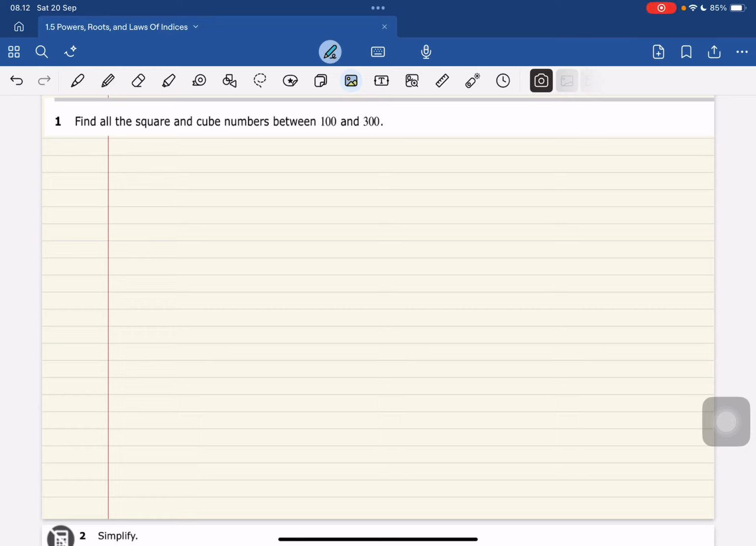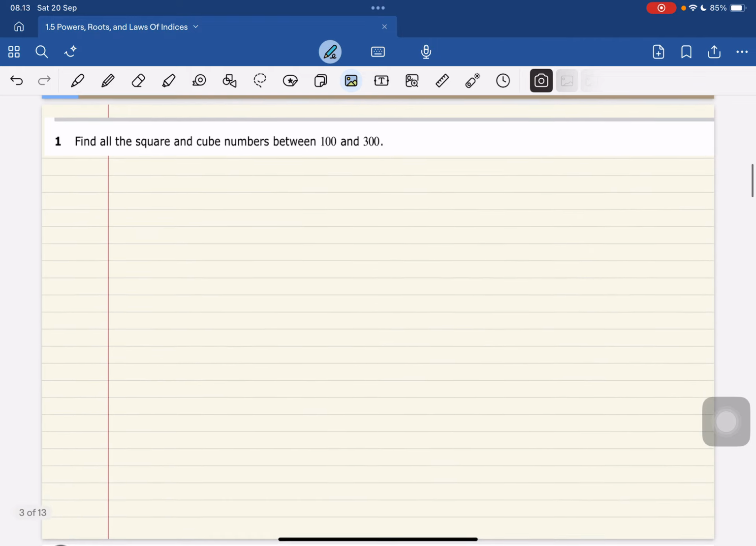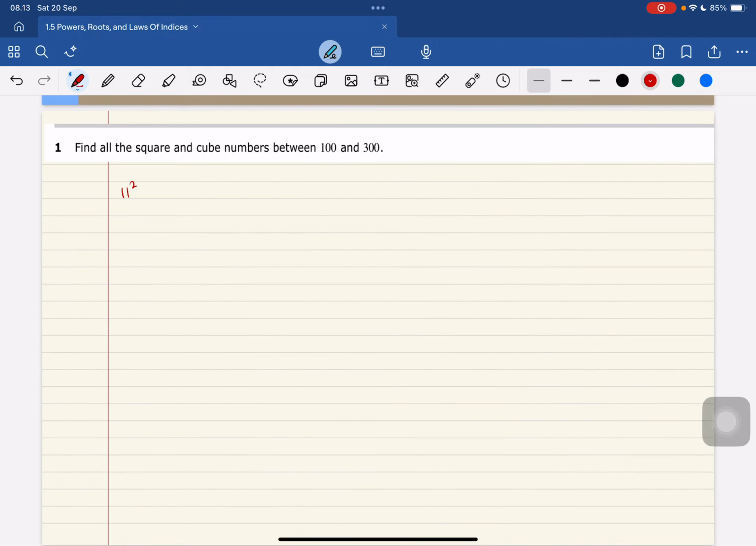In this video, we are going to solve the question for powers, roots, and the laws of indices. First, let us find all the square numbers and cubes between 100 and 300. So let's start with 11. So this square number is 121.